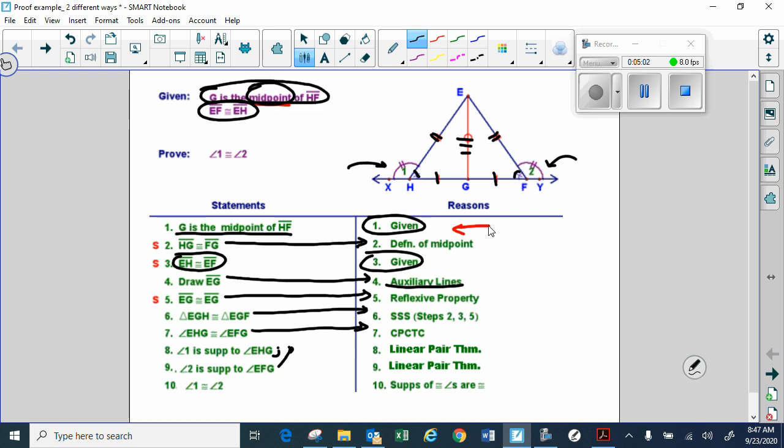And now here's a new justification, and I've seen this on the DCAS that they'll use it. Supplements of congruent angles. So remember they already proved these two angles were congruent with the CPCTC up here.